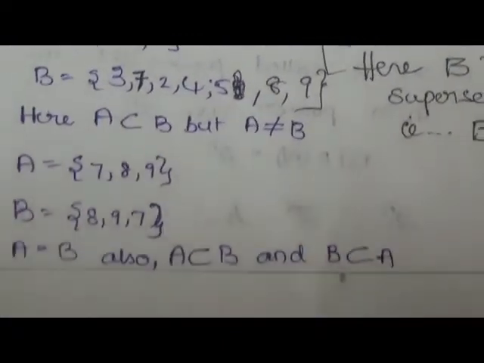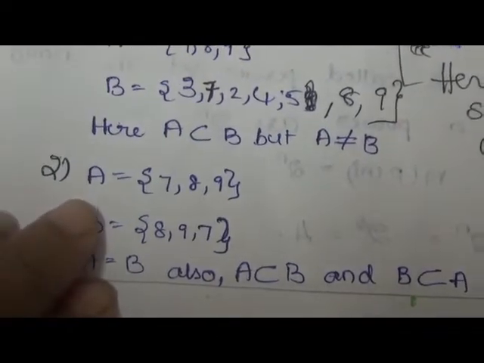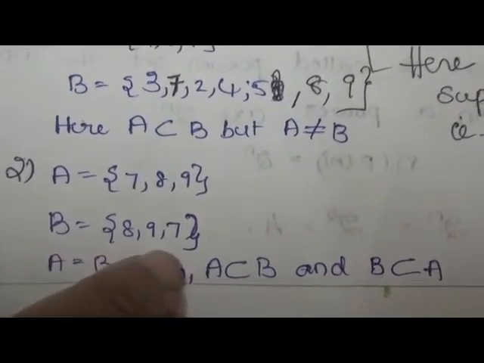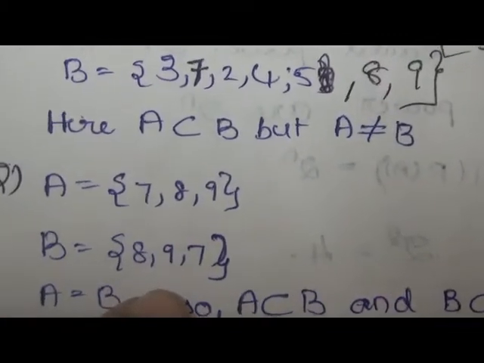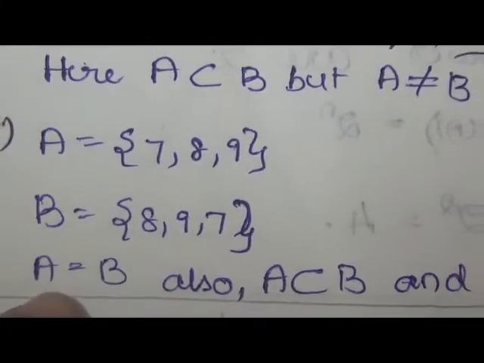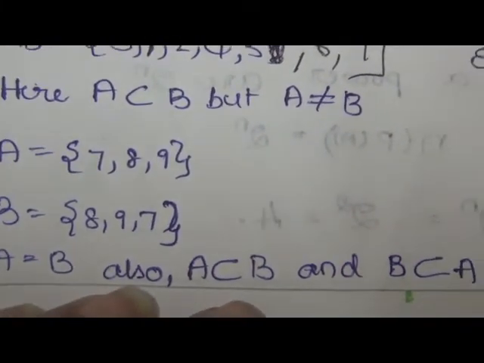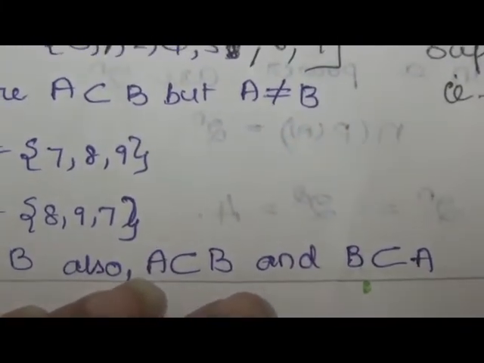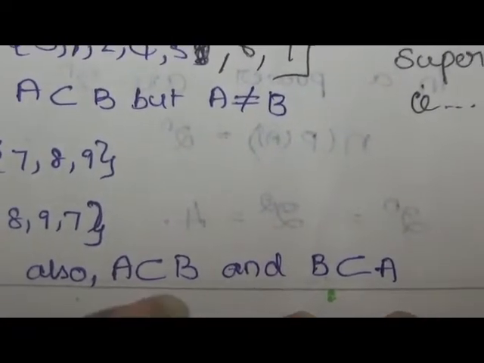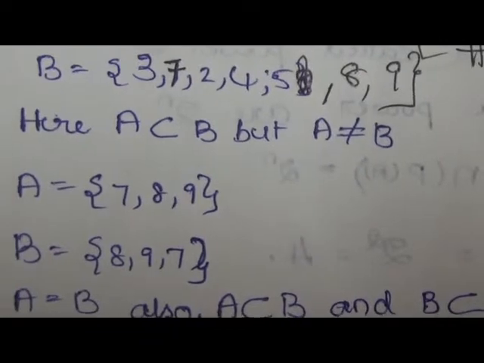I'll give some more examples. So here in the second example, A is equal to 7, 8, 9 and B is equal to 8, 9, 7. Look at here, all the elements in both A and B sets are the same, right? Hence, A is equal to B, and also we can write it as A is a subset of B and B is also a subset of A. Right? A is a subset of B. Yes, it is correct.